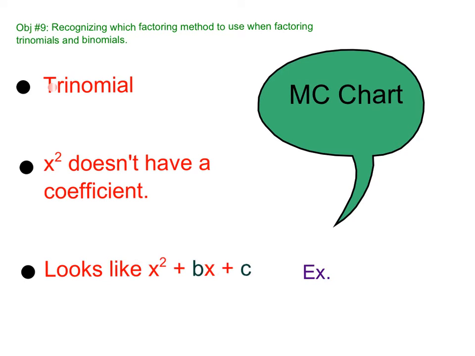And then lastly, and this is the best way to check, it has to look like x squared plus bx plus c, where b and c are numbers, right? B and c are integers. They can be negative, but they're numbers. So it's always x squared plus something x plus something. Or minus, right? We can have minuses also. So for example, x squared minus 3x minus 4. So in this case, my b is negative 3 and my c is negative 4.